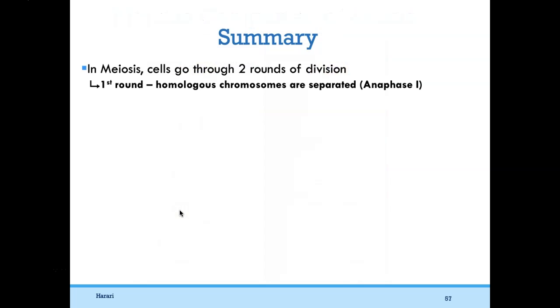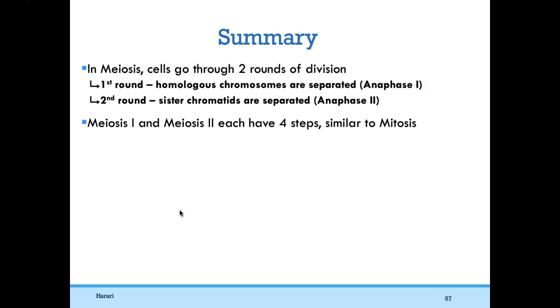Right, so in summary, meiosis goes through 2 rounds of division. The first round separates homologous chromosomes. The second round separates sister chromatids. But the similarities are that they both have the same 4 steps, right?